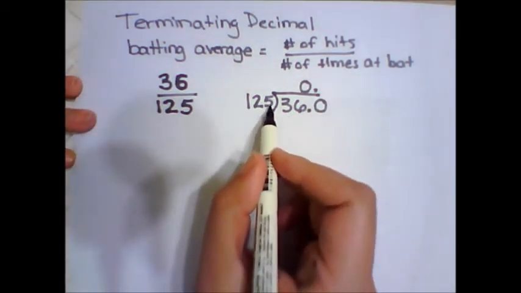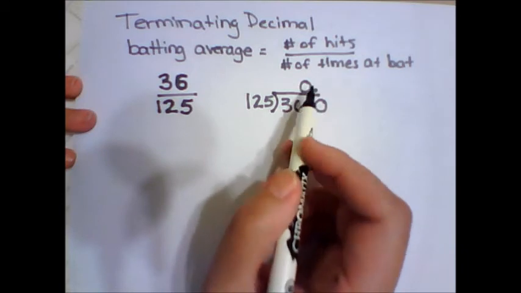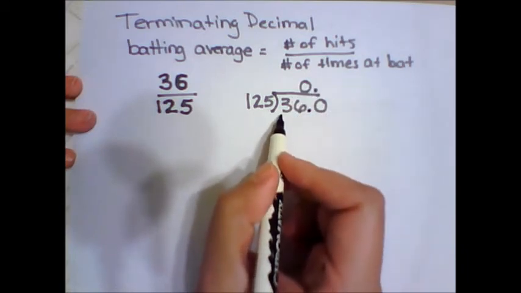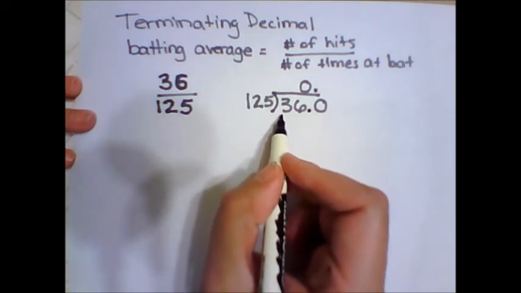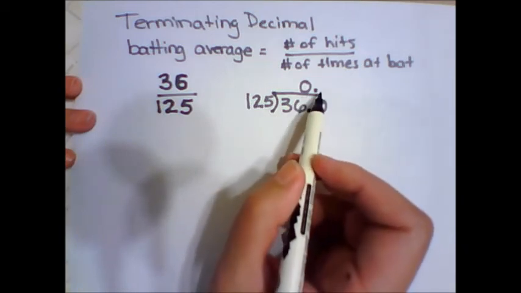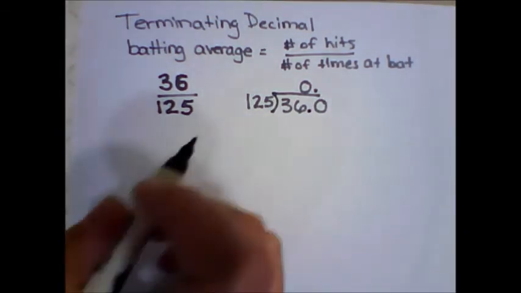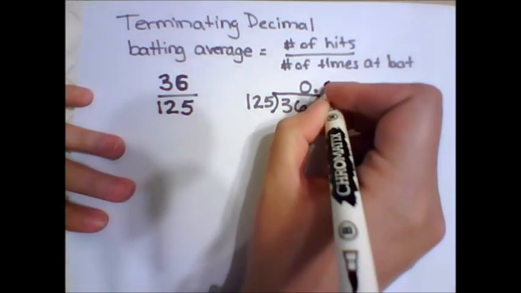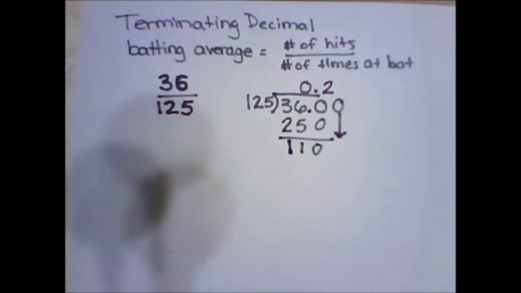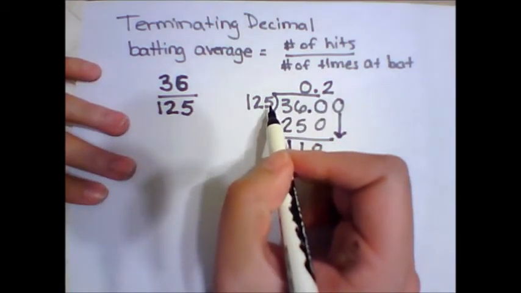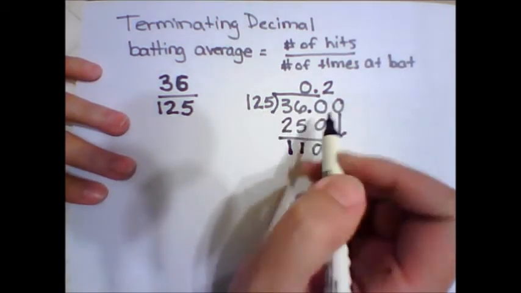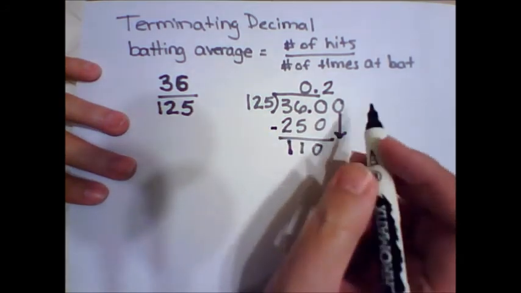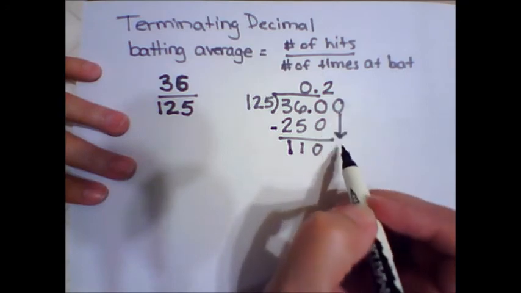We know that 125 fits into 36 0 times. Let's add our decimal here and make 36 look like 360 so we can obtain a number past the decimal. 125 fits into 360 2 times. 2 times 125 equals 250. We subtract and obtain 110. We need to add another 0 and bring it down.